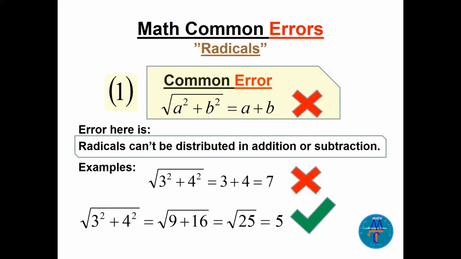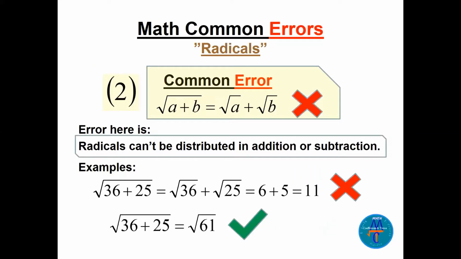You can pause anytime, you can write some notes. Let's see the second one. Similar idea, but if you have a square root of a plus b, just any numbers, perfect square or not perfect, you also cannot split or distribute the radicals like this. So square root of a plus b is not equal to square root of a plus square root of b. The first one here is an example which is wrong.